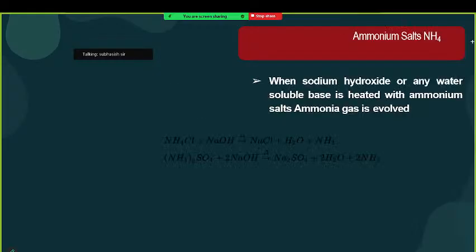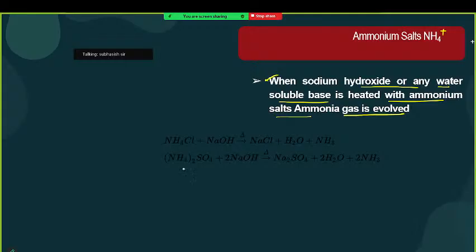Now move on to another one, that is the ammonium salt. Though ammonium is not a metal, ammonium salts are metal-like cations. They are positive, they are basic radicals. So when sodium hydroxide or any other water soluble base is heated with an ammonium salt, ammonia gas is liberated.